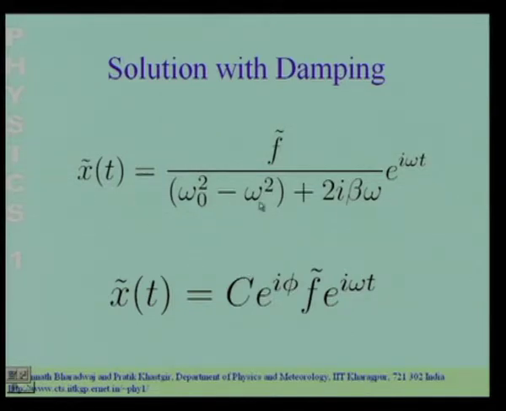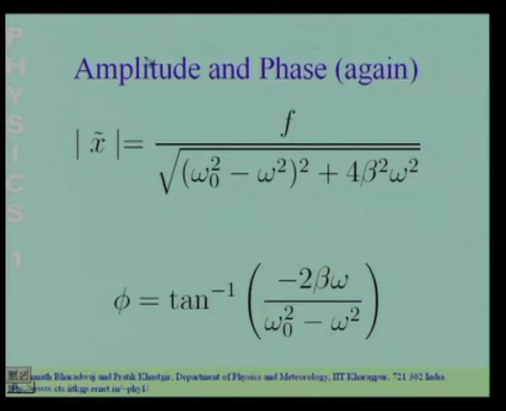You can use this expression to calculate the amplitude of the oscillations, which is the magnitude of that complex number. The amplitude of the oscillations is f, where f is the amplitude of f tilde, the amplitude of the force, divided by the square root of omega naught square minus omega square, the whole square, plus 4 beta square omega square. So, this gives us the amplitude of the oscillations, and you have the phase of the oscillations, which is given over here. The phase is tan inverse of minus 2 beta omega by omega naught square minus omega square.